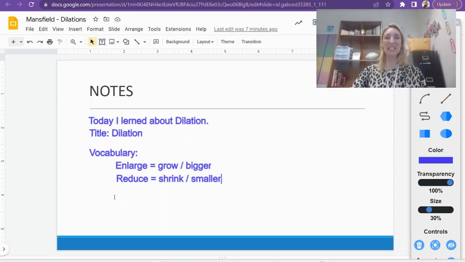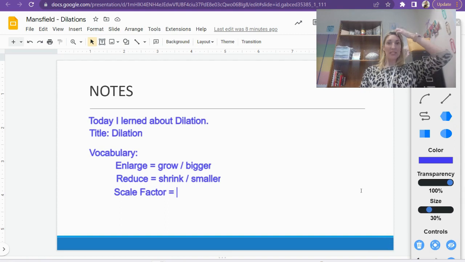Okay? Next term over here for our vocabulary, scale factor. Scale factor. Please write that on your paper. Extremely important word. In dilation, scale factor is the number that we use to multiply our numbers on the coordinate grid. Now, here's the thing, because in dilation, we only multiply. This is the good news too.